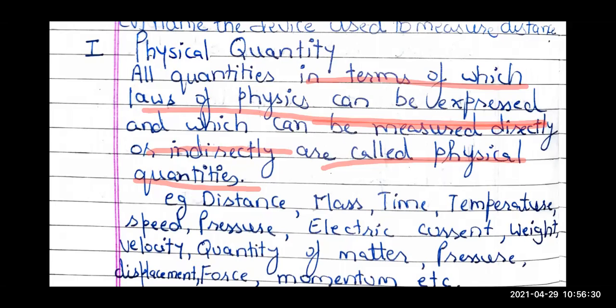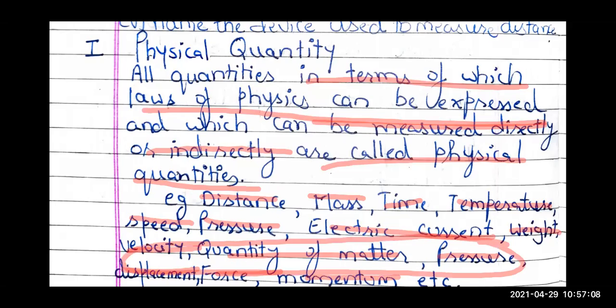Let's see examples of physical quantities. Distance, you can measure. Your mass, time right now, the temperature of the room, your speed if you are coming to school on the Activa, the pressure, the electric current flowing through the wire, through the geyser, through the refrigerator. Weight we have done in class 8. Weight is the gravitational force exerted by the earth on you, right? Velocity, quantity of matter, pressure, displacement, force, momentum. These last physical quantities we will be covering in class 9. We will be able to understand them now.